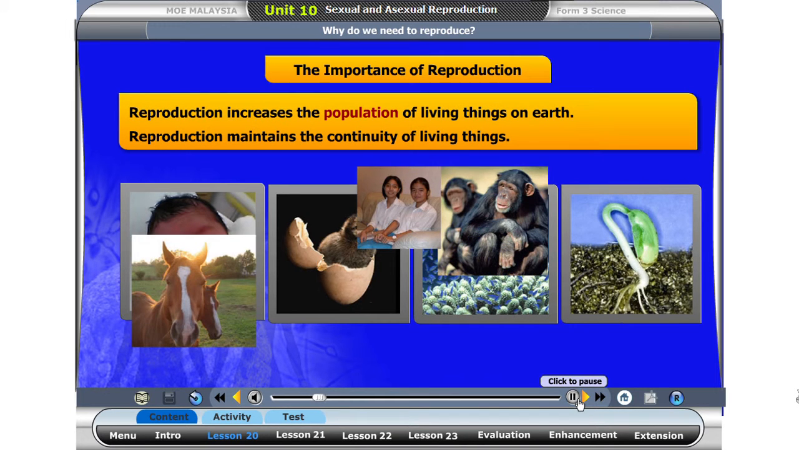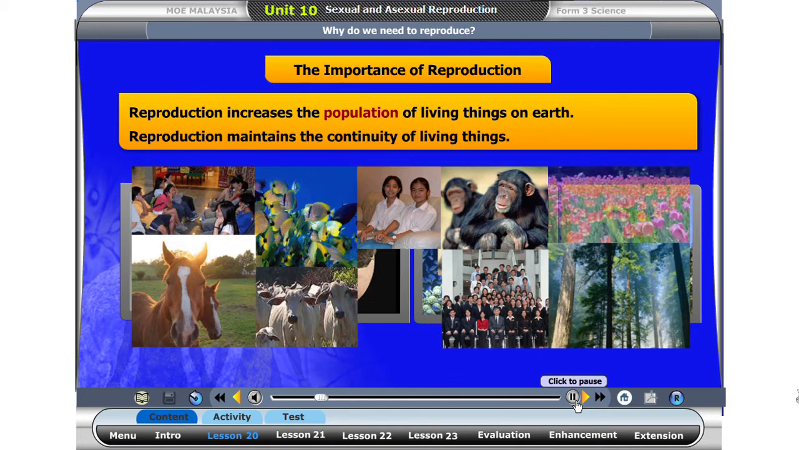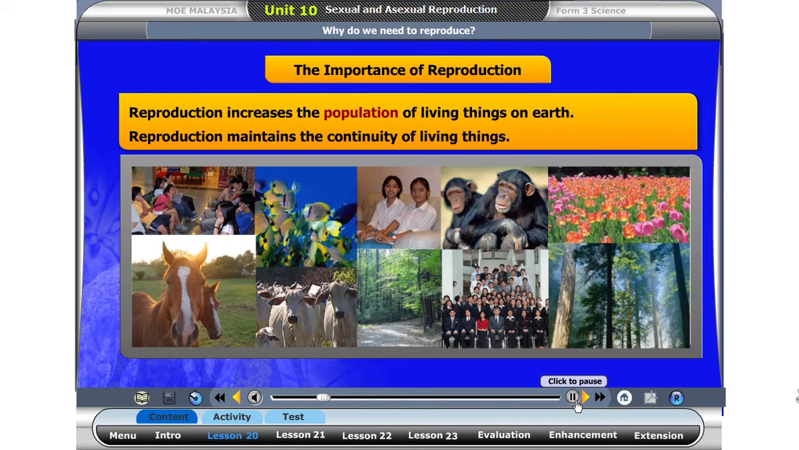Reproduction increases the population of living things on Earth. Without reproduction, the number of living things, including us humans, will be reduced and finally becomes extinct. You have learned that living things are interdependent. So, if a population becomes extinct, it will affect other populations. That is why reproduction is important to maintain the continuity of living things.